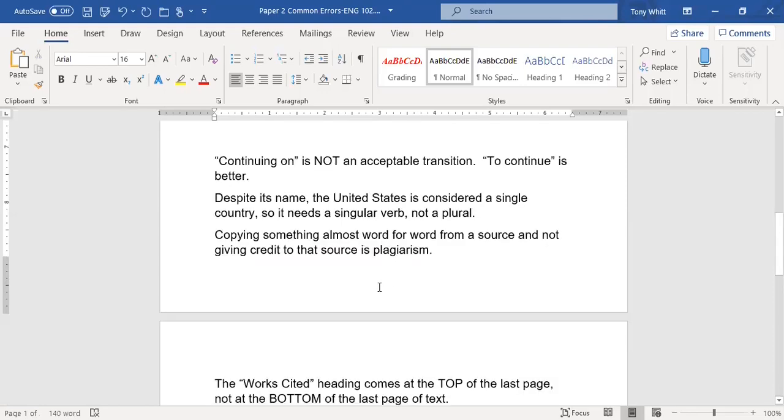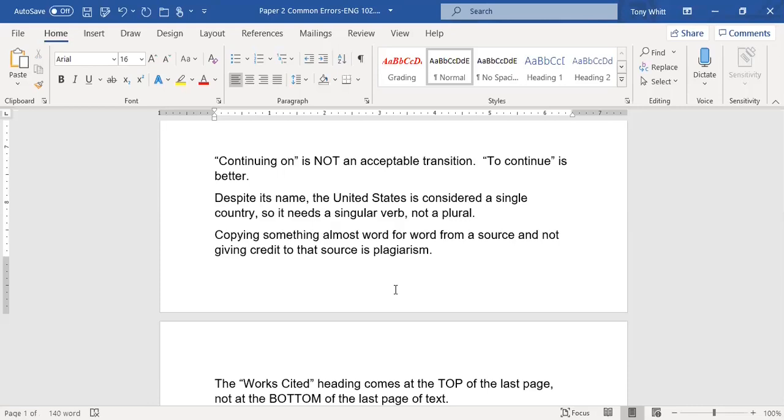Thank you. Here are a couple of problems that are coming up, and these are just general gripes, but these are things that are fairly serious errors. Continuing on, the phrase "continuing on" is not an acceptable transition. Don't use it. If you're going to use something like that, use "to continue."